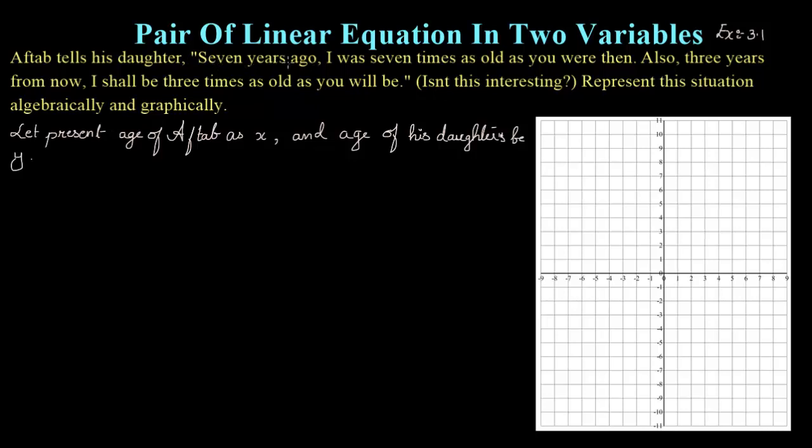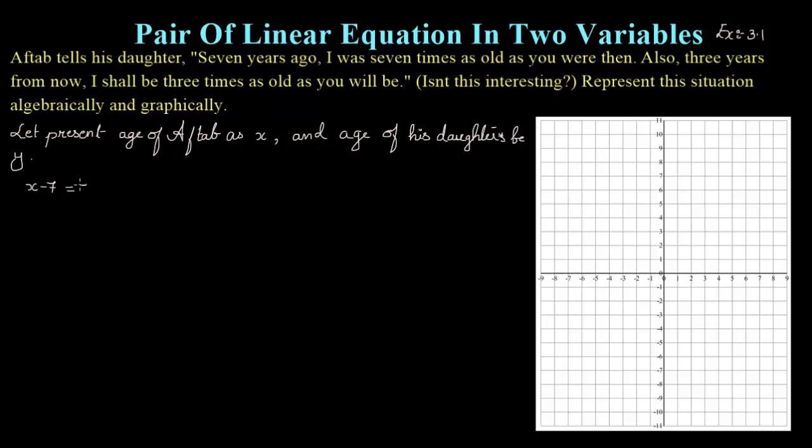What does it say? 7 years ago. So if it is 7 years before, whatever is the age now, you need to subtract 7. So let me write the age of Aftab before 7 years. So it is X minus 7 because it is before 7 years. So if your present age is 15, and I am asking you your age before 3 years, what will you do? 15 minus 3, right? So if I don't know the age of Aftab, I am taking it as X. So X minus 7 is equal to, what is his age before 7 years? It is equal to 7 times as old as his daughter.